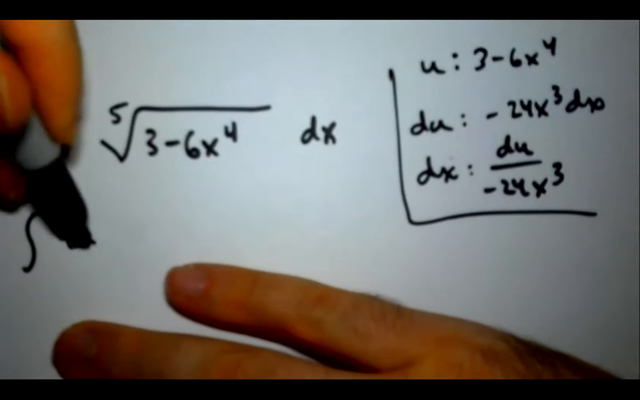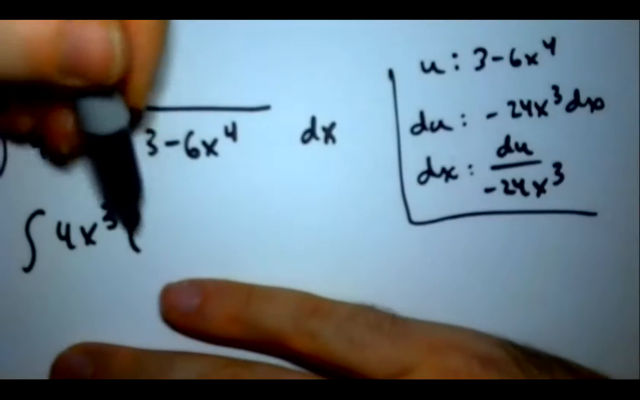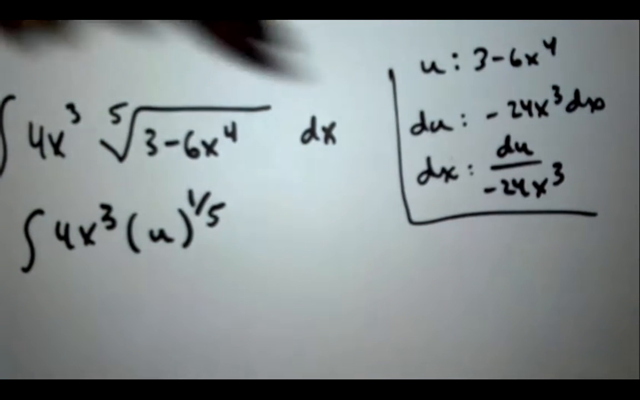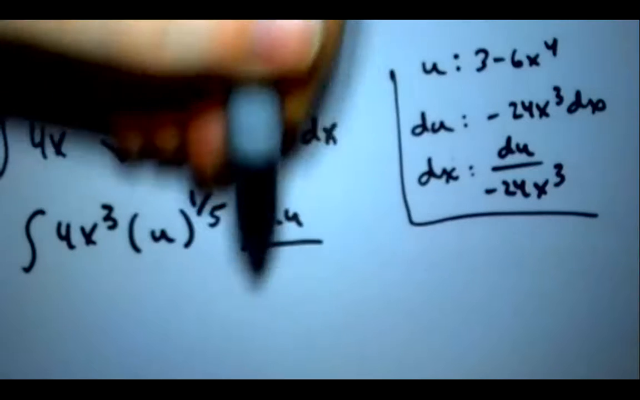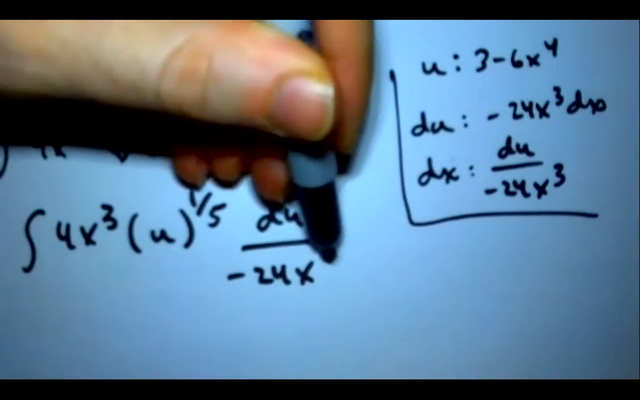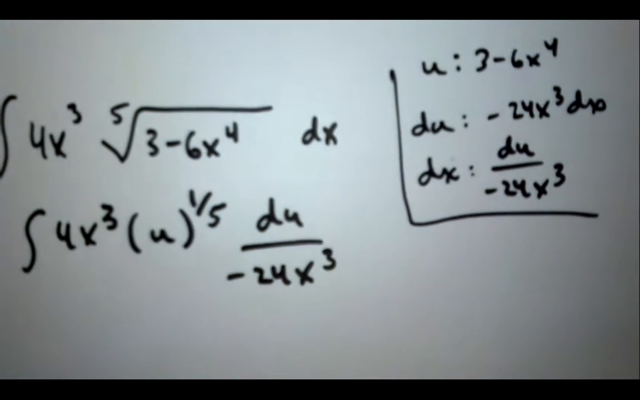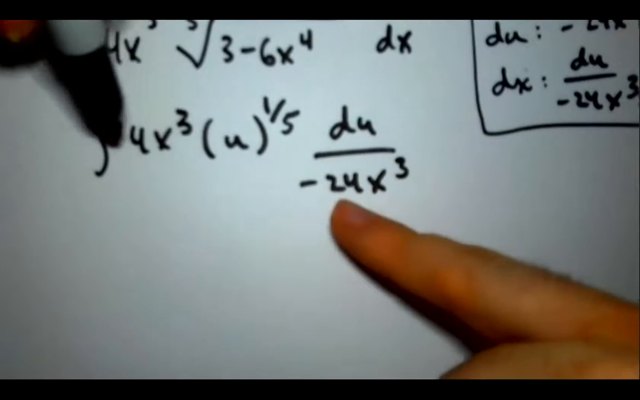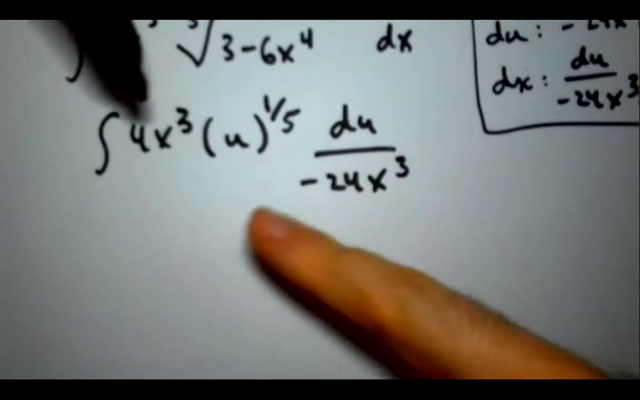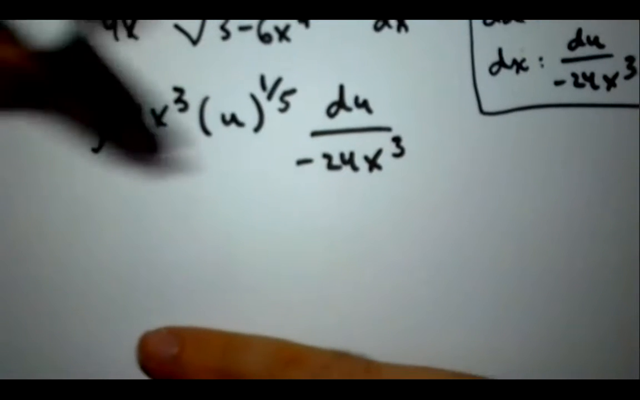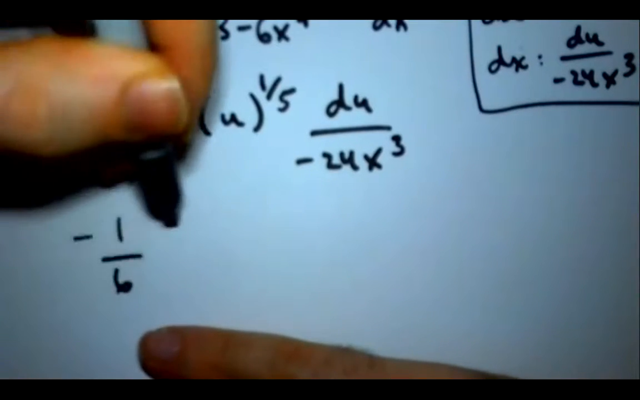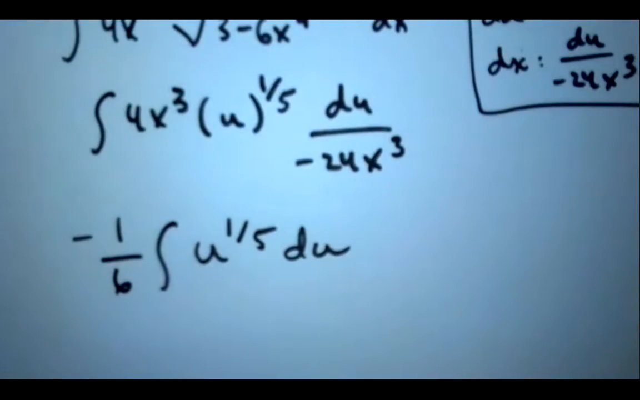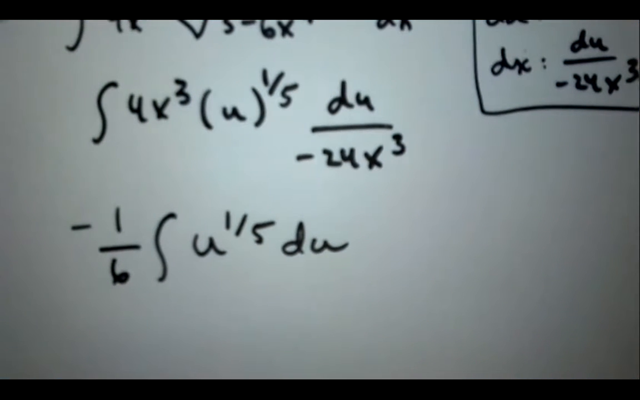So this is 4x to the third, u to the 1/5, because we're doing the fifth root, du over negative 24x to the third. This looks a whole lot like the kind of problems we've seen on our test. So hopefully everybody's cool with cancel, and we're going to take out 1/6, negative 1/6 to be more accurate. So this is negative 1/6 u to the 1/5 du. We still got to integrate, but now we've got everything set up so that we could do that.